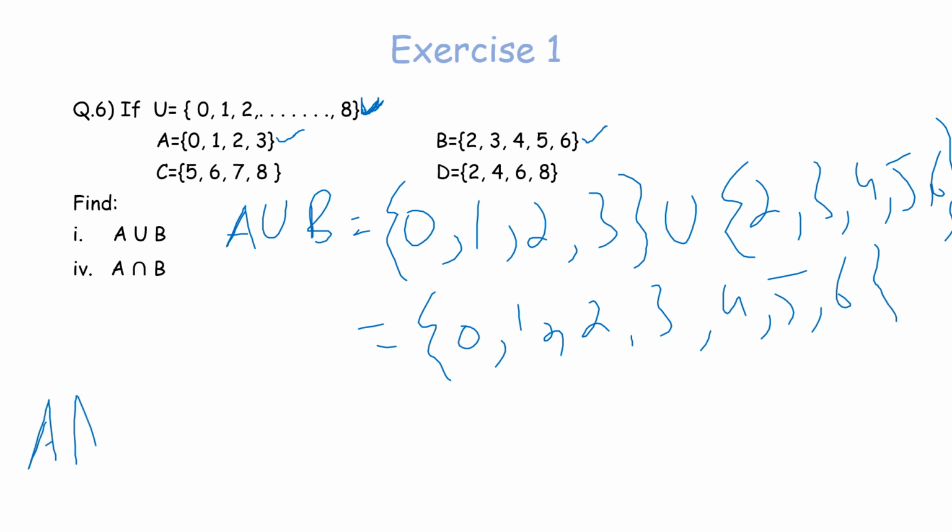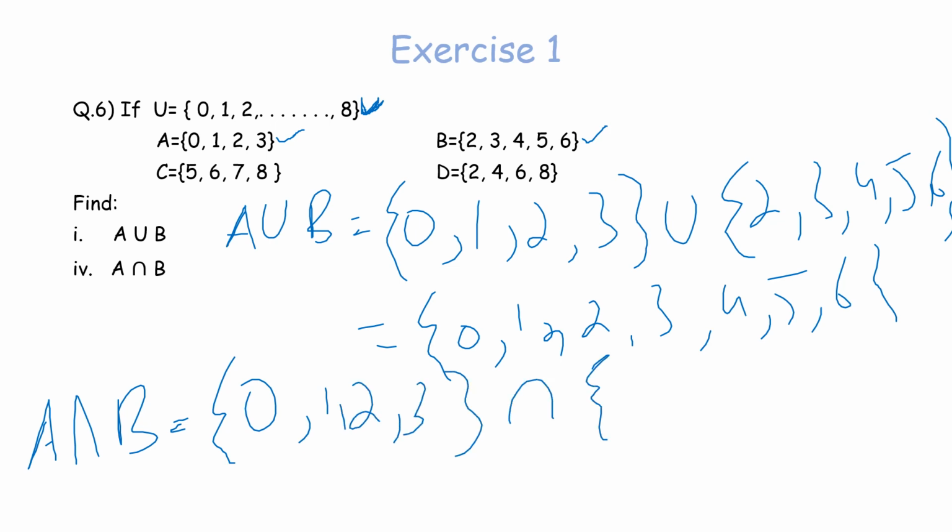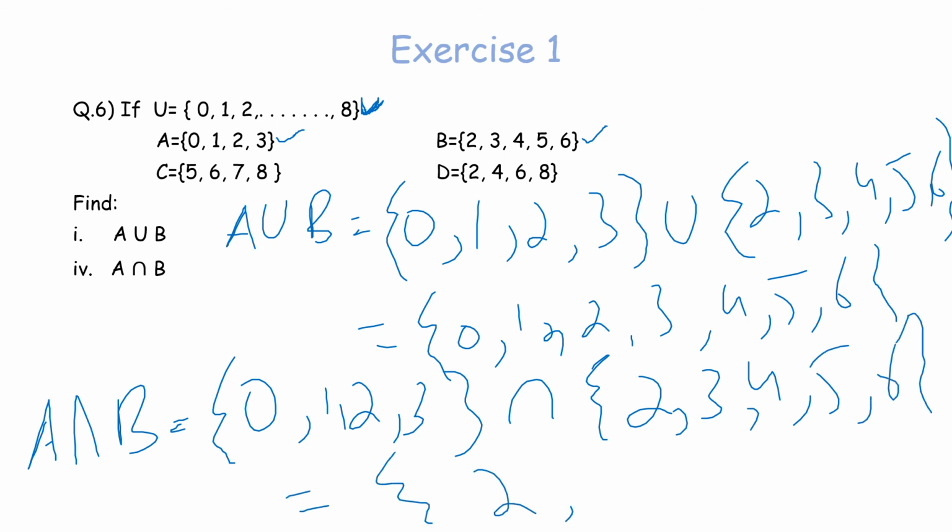Then we have to find A intersection B. So what is A? 0, 1, 2, 3 intersection 2, 3, 4, 5, 6. So what are the common elements in both? 2 and 3 only. So this is the intersection of A and B.